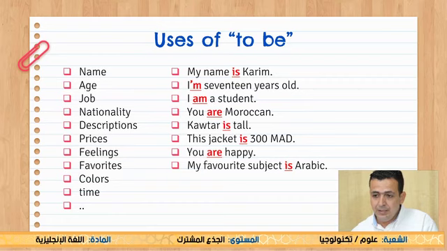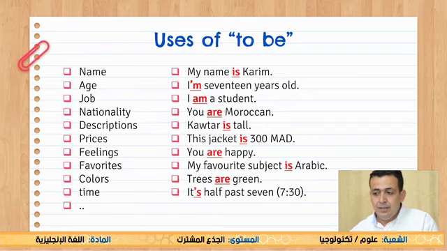Now let's see the colors. When you describe something, the color of something, you need the same verb. Trees are green. Green is a color. It describes trees, and are is the verb. Now let's take an example of time. Okay.